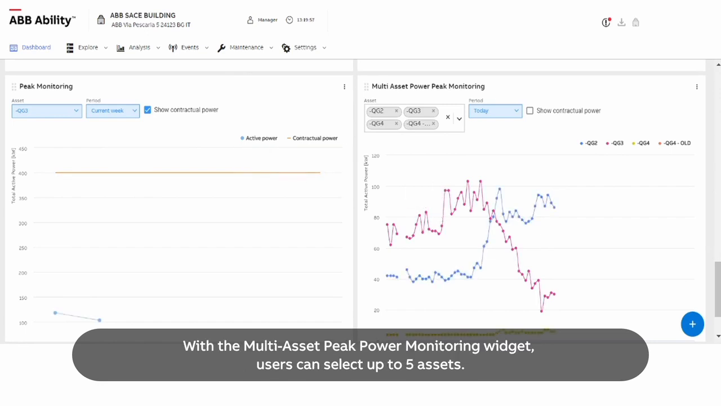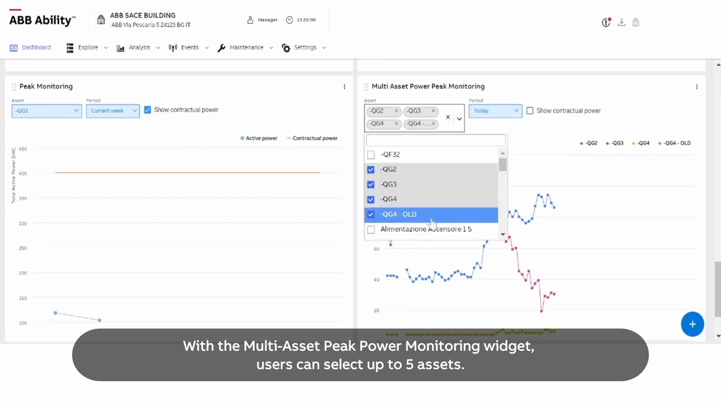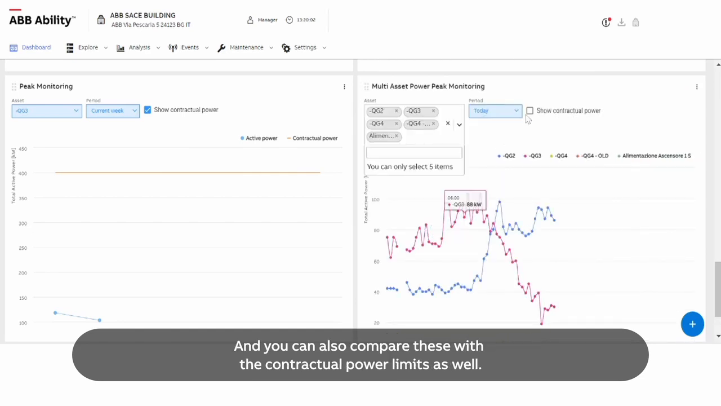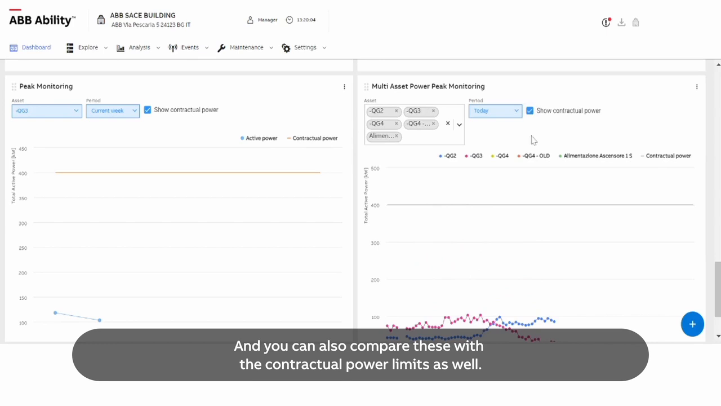With the Multi-Asset Peak Power Monitoring widget, users can select up to 5 assets. And you can also compare these with the contractual power limits as well.